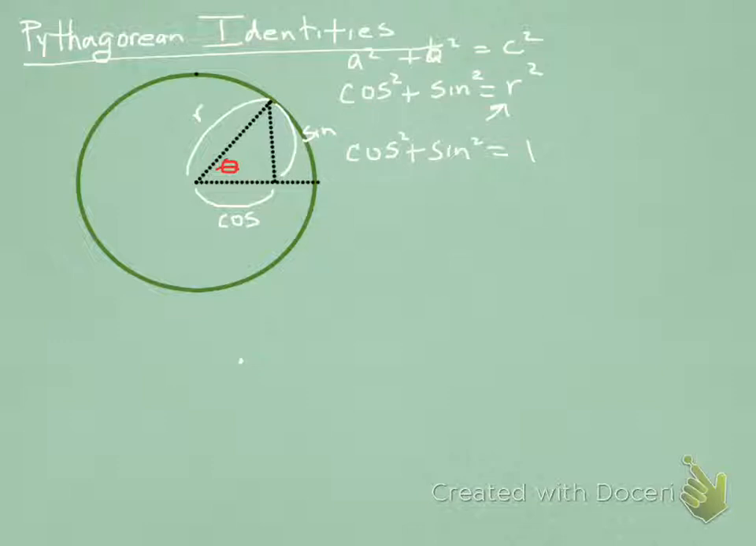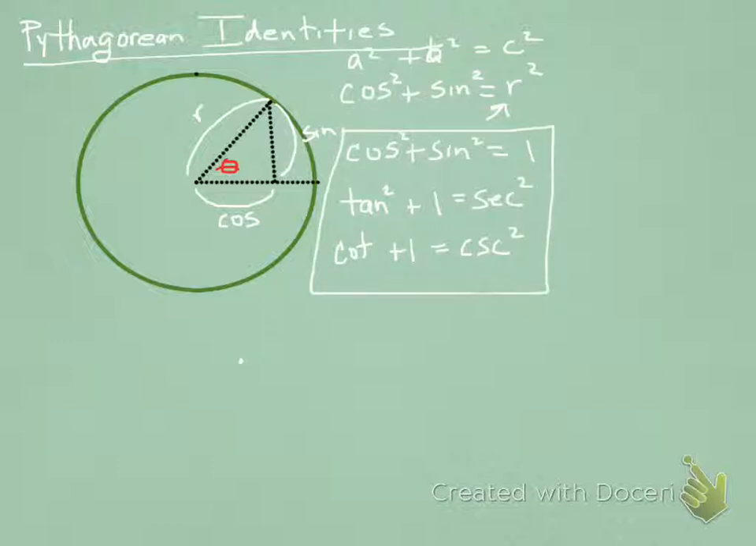A couple others that I want you to write down that are just takeoffs from this are the tangent squared plus 1 is equal to the secant squared. And one more I want you to write down: the cotangent squared plus 1 is equal to the cosecant squared. So these are the three that you want to have written down and be available to use as we work with the Pythagorean identities.